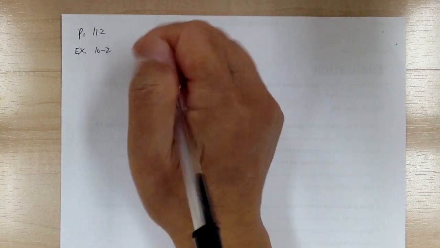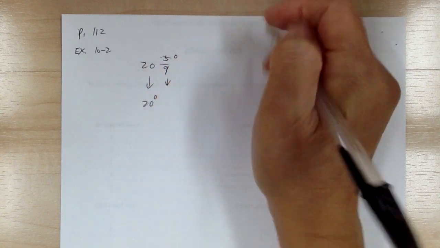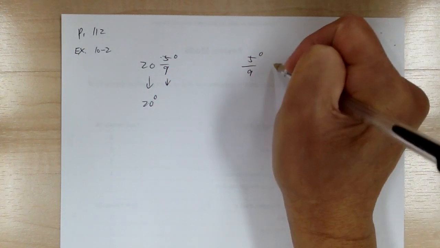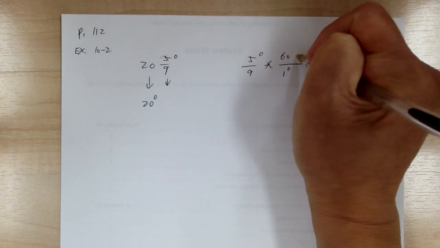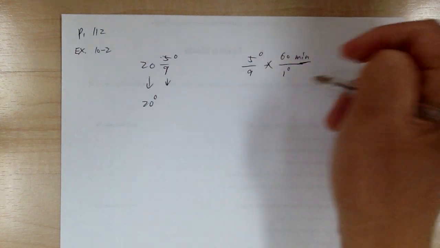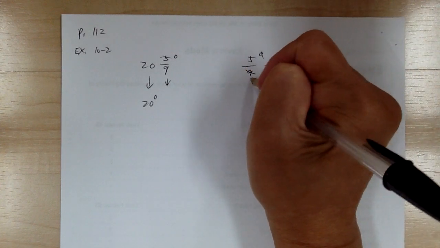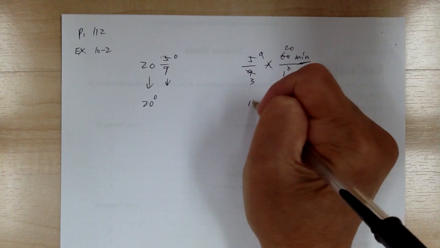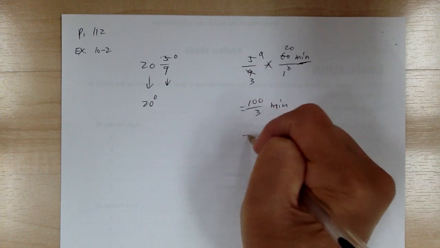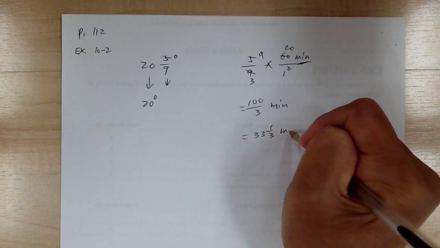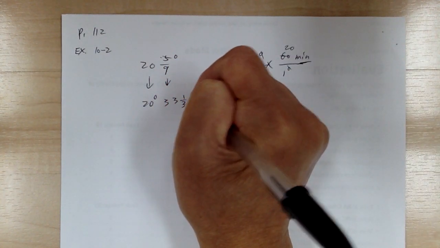This part over here is 20 degrees. Now we need to convert the 5/9 degree into minutes. To convert into minutes, you make 1 degree equal to 60 minutes. The degrees cancel out, and you can reduce by 3, so you get 100/3 minutes, which equals 33 1/3 minutes.